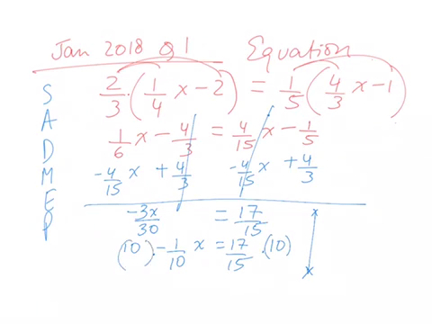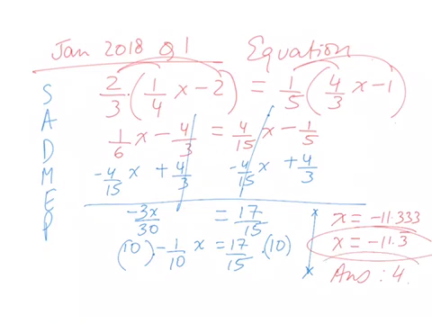So what do we get? Negative x, or x is equal to negative 11.3333. They've given us this as our solution. So it's answer choice 4.